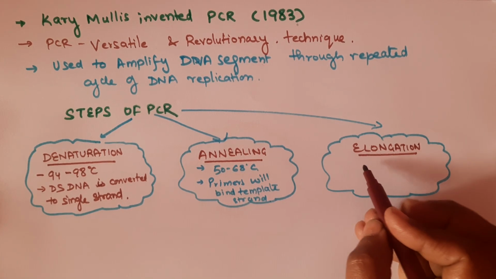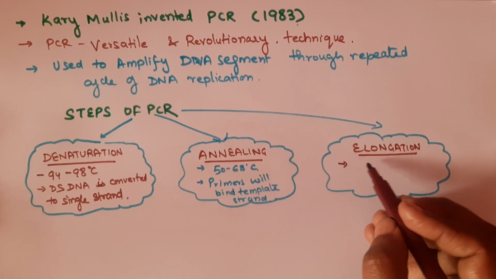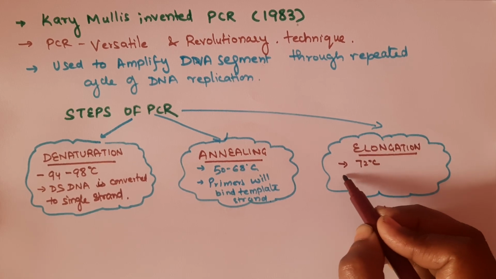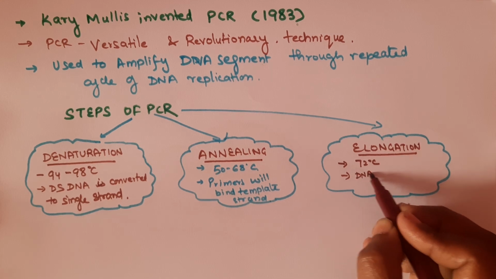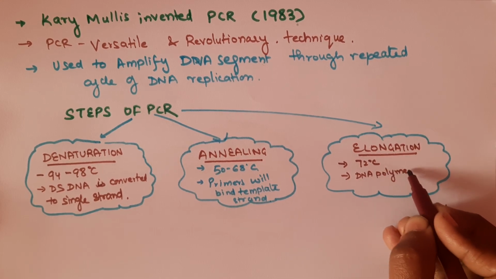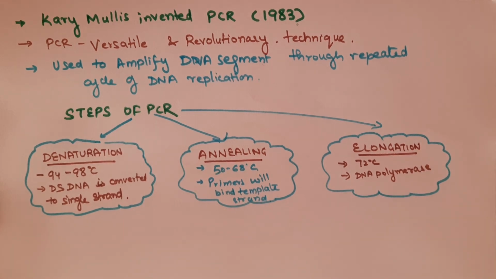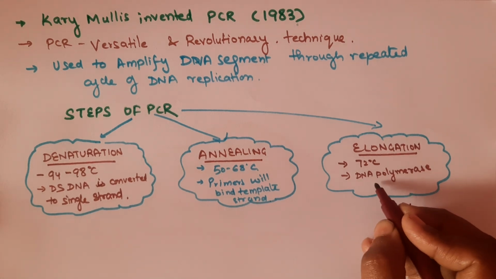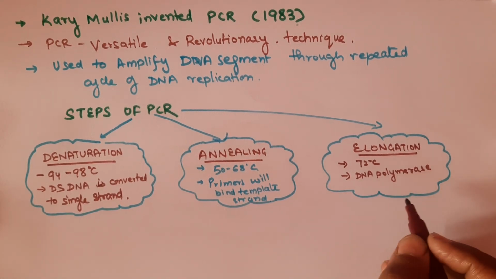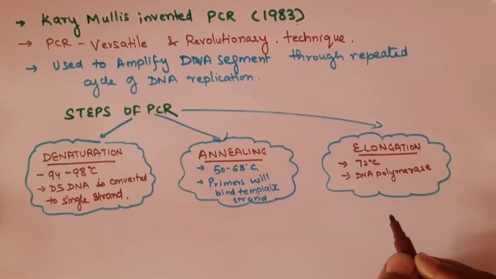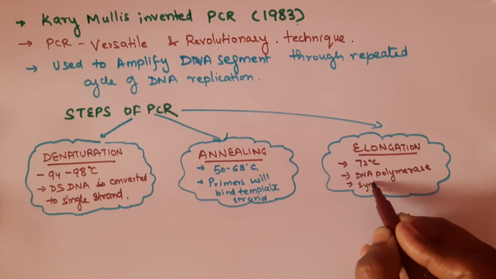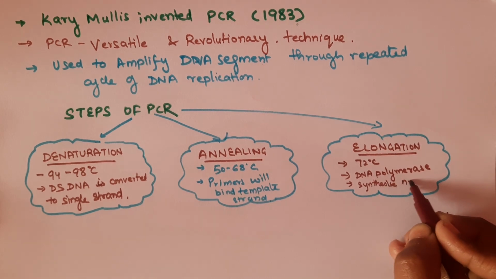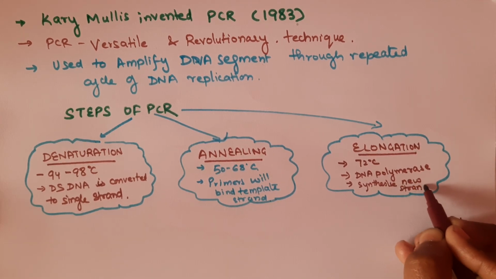Then the third step is the elongation. In the elongation step, the temperature is raised to 72 degrees Celsius. Why? Because this is the optimal temperature for DNA polymerase activity. DNA polymerase will extend the primer by adding nucleotides to the 3' end, synthesizing a new DNA strand. So DNA polymerase will perform its activity and synthesize the new strand by adding nucleotides to the primer sequence.